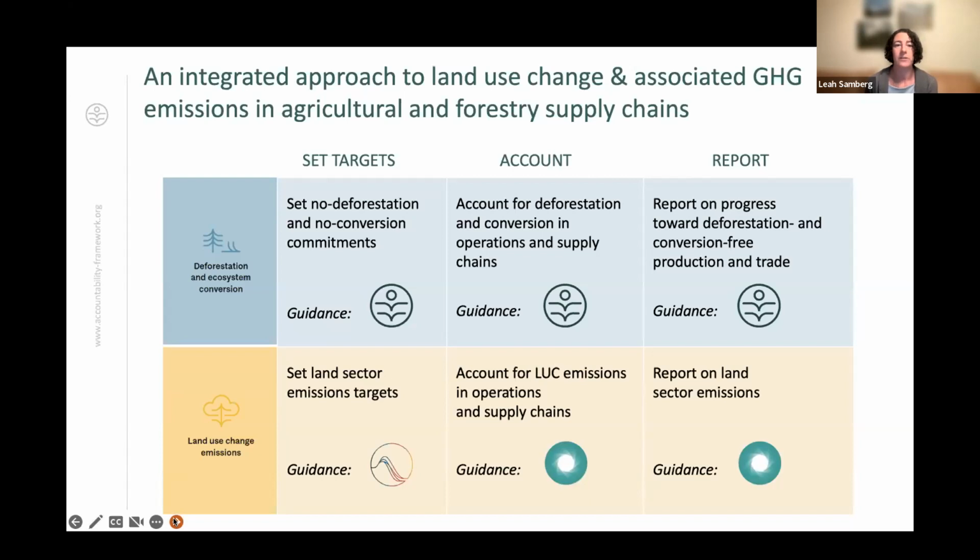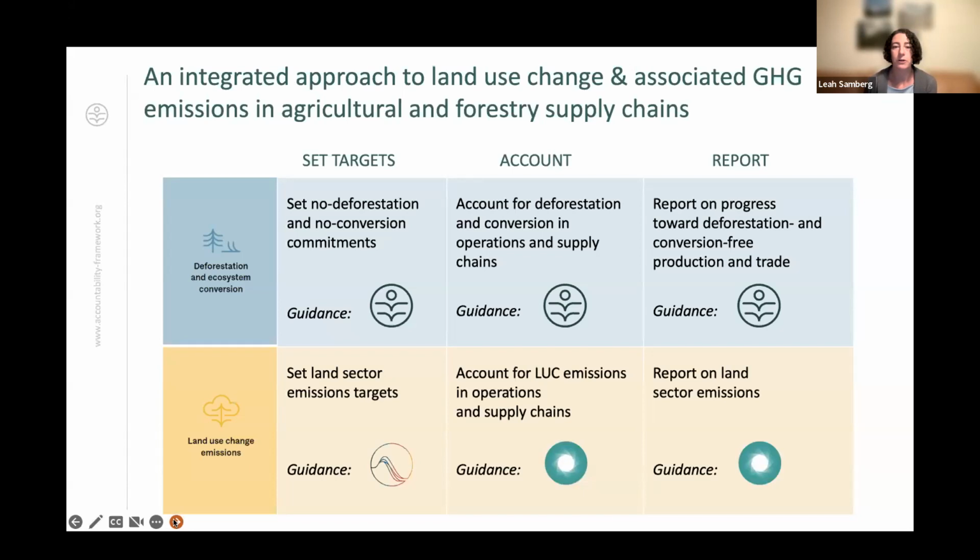There are three main components to this. The first is target setting. Companies are being asked to set both no deforestation and no conversion targets and science-based targets to reduce emissions from land use change. This document explains how those two types of targets relate to one another. The second is accounting. This guidance explains how accounting for deforestation and conversion and accounting for land use change emissions relate to one another at both the site level and the level of a sourcing area.